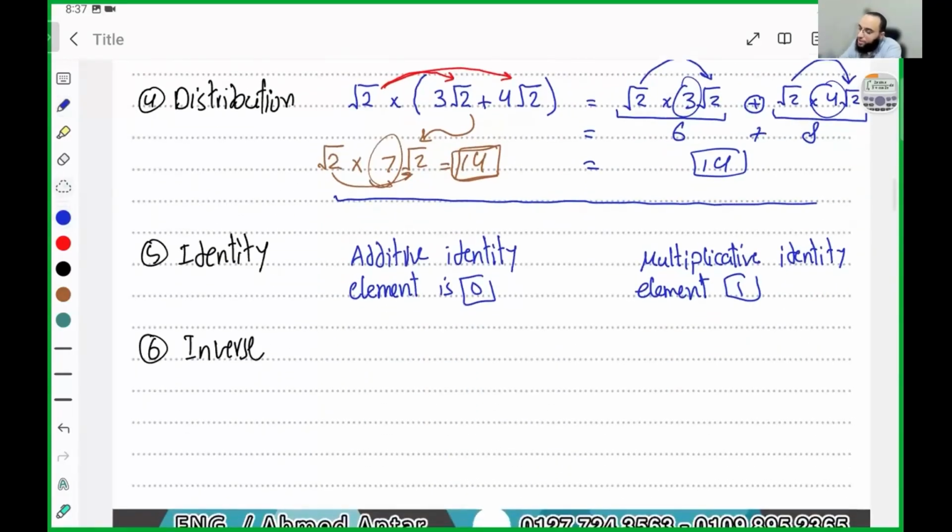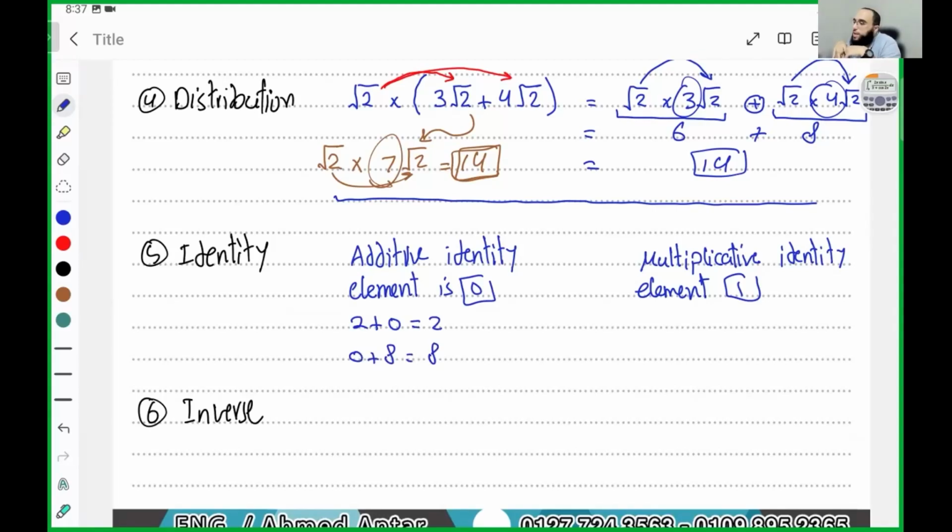So, what's the meaning of the additive identity element? The additive identity element is the number which we can add to any number and the value doesn't change. Something like 2 plus 0, it's 2. 0 plus 8, it's 8. The number which doesn't make any change in the addition process. Well, the number is 0.